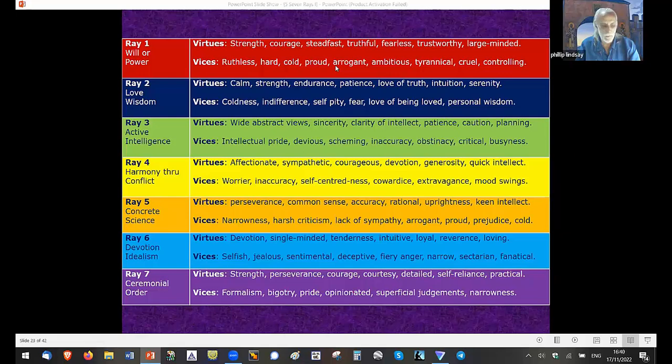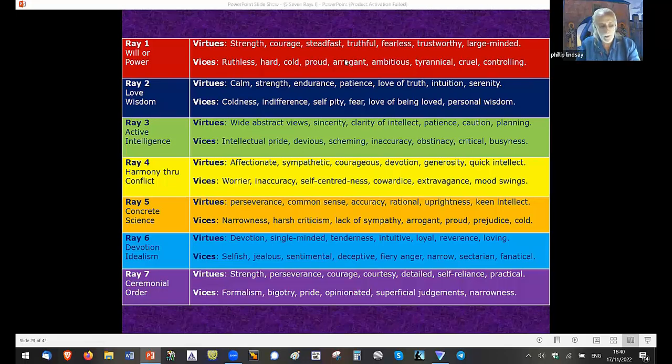So the great revelation of the 7-ray information that's been given to us really fleshes out our understanding of the zodiac signs hitherto unknown or hitherto unconnected.